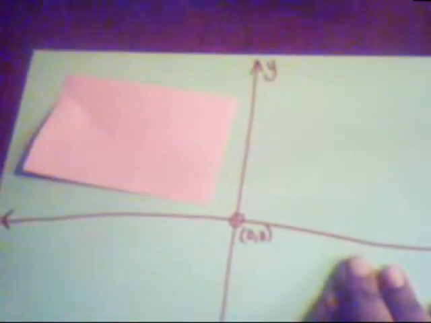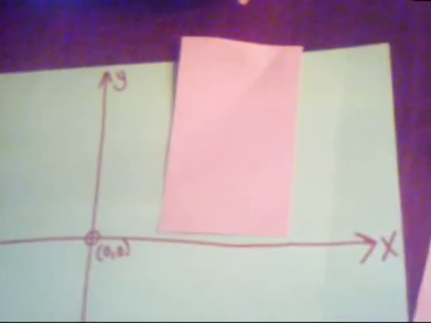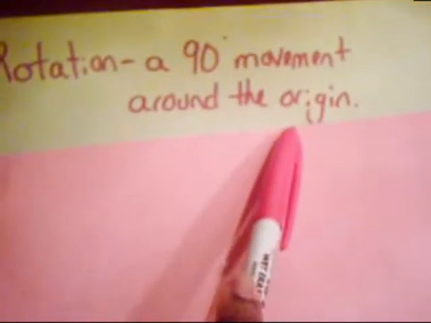So you can see it moved from here to here, 90, 180, 270, 360. This vertex that's right here in the corner never really moved. It just traveled around the origin. That's why we call it a rotation, a 90-degree movement around the origin.